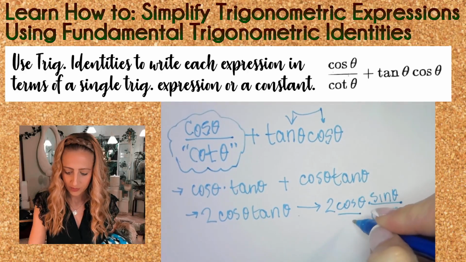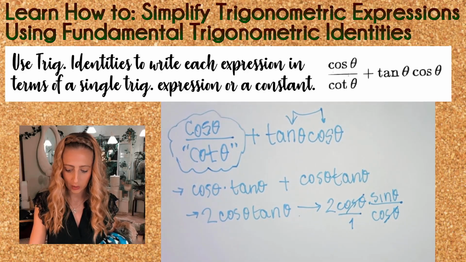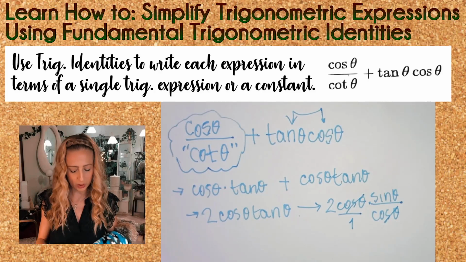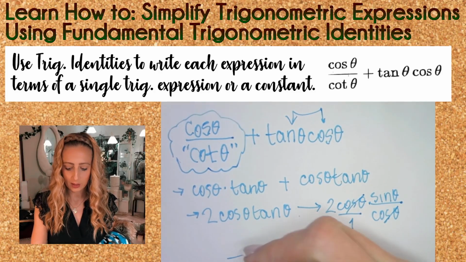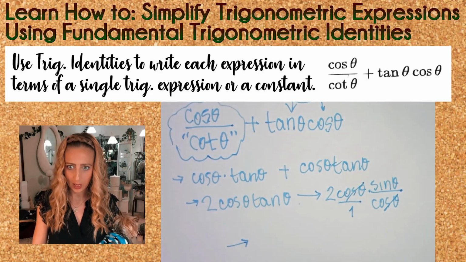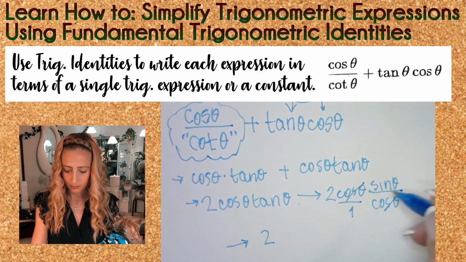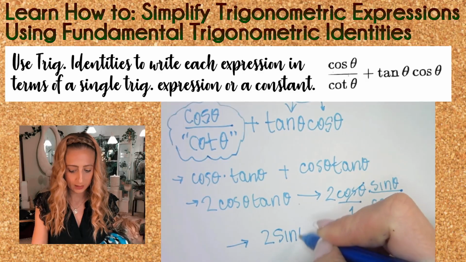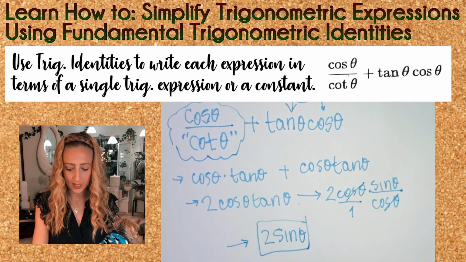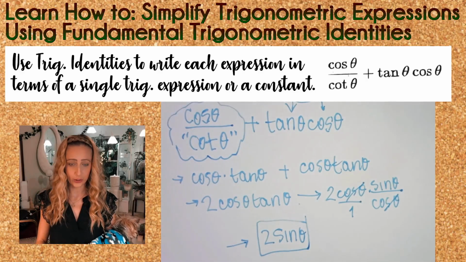From there, since that's like over 1, we can reduce cosine, cosine. Multiply to simplify. We can reduce. What is left behind? We are left with 2 times sine theta, and that's as simplified as we can get it. And there's your final answer for your simplified trig expression.